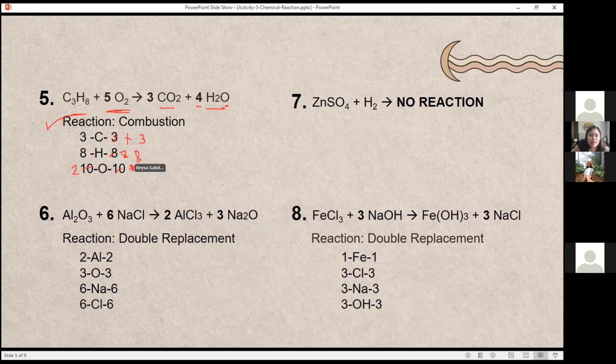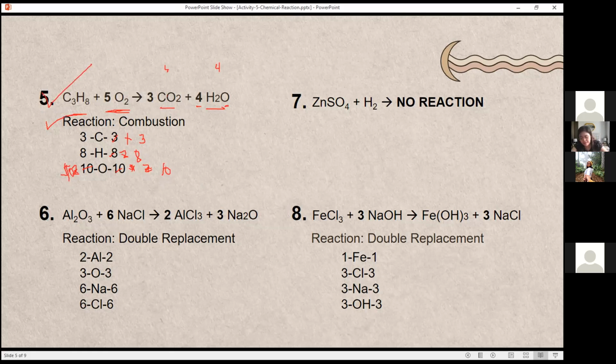And then, we have, what is this? Nadagdagan si oxygen. So 3 times 2 is 6, 4 times 1 is 4. So this is 10 all in all. 10 divided by 2 here is 5. So yes, magiging 10 din ito dito. So this one is a balanced equation.